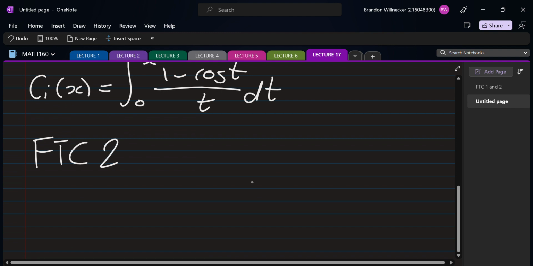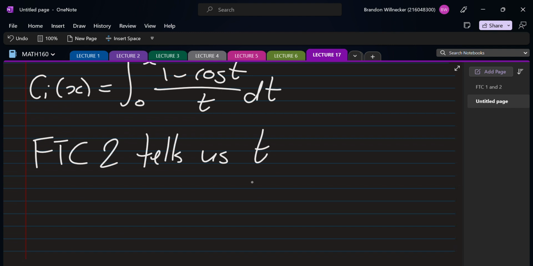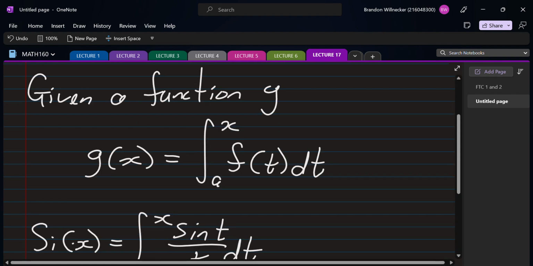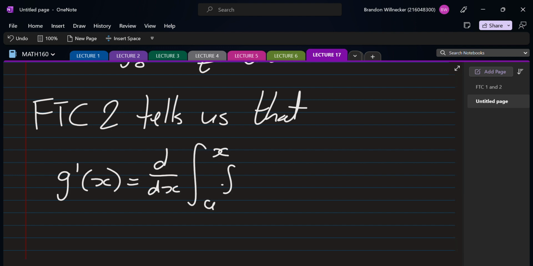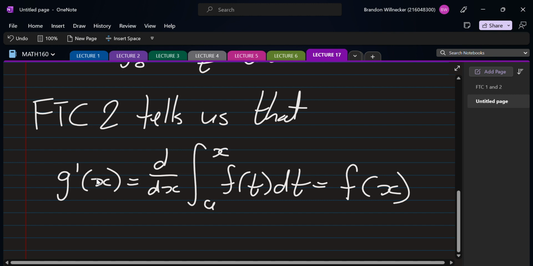Okay, so FTC2 tells us that if we have this function g of x, the integral from a, which is some constant, to x of f of t dt, then g prime, which we can write as the derivative of the integral, is just the integrand. Remember, that's our function in the middle, f at x. Okay, that is the fundamental theorem of calculus part 2. So this again relates our integral calculus to differential calculus.